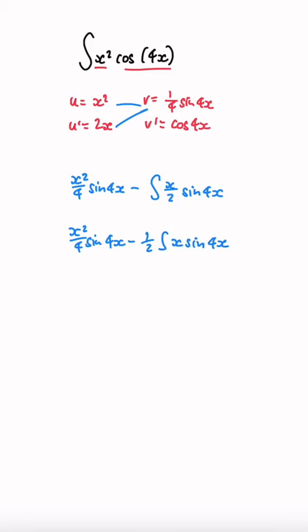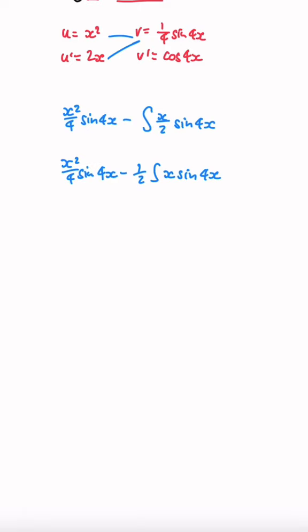So we need to go again and just use integration by parts. So we've got u as our x, which means u dash here will just be equal to 1. And then our v dash is going to be our second term, which is sine 4x. This means to get back to our v, we're integrating this. So that's just going to leave us with minus 1/4 cos 4x.